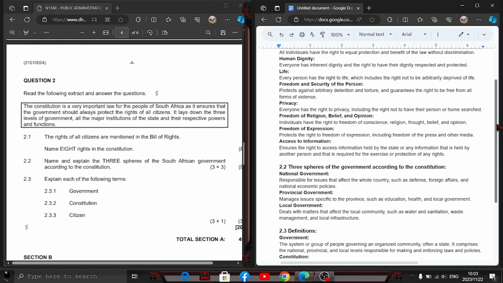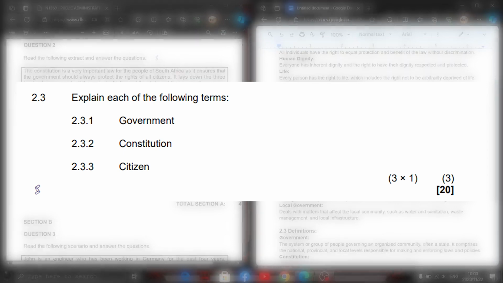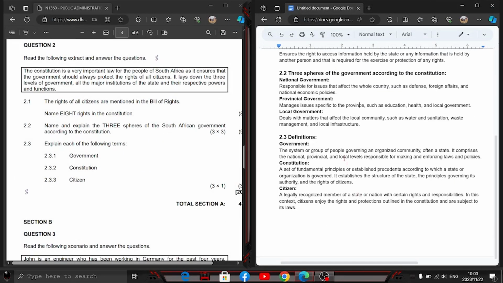You understand? Let's go ahead and look at the last question for the day, which is 2.3. And it reads as follows. Explain each of the following terms. The first term is government, right? The system or group of people governing and organizing a community, often a state. It comprises national, provincial, and local levels responsible for making and enforcing laws and policies.